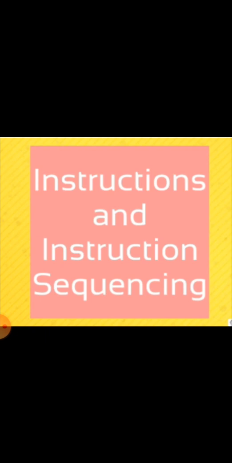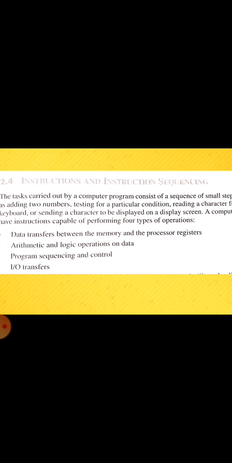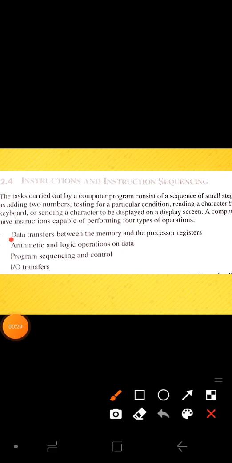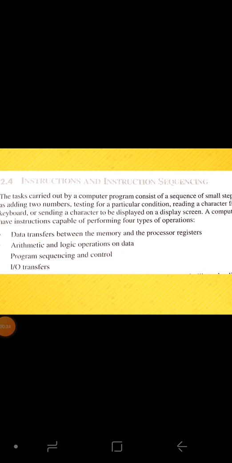a particular condition, etc. So based on this, we say computer should be capable of performing four kinds of operation. They are data transfer, arithmetic and logical operations, program sequencing and control, and IO transfer. When we say data transfer, it is nothing but moving your information from one location to another, maybe between memory and processor register. It has to perform all addition, arithmetic and logical instructions, whatever we have, so that you can perform on the data. Even it has to perform program sequencing and control and IO transfer.